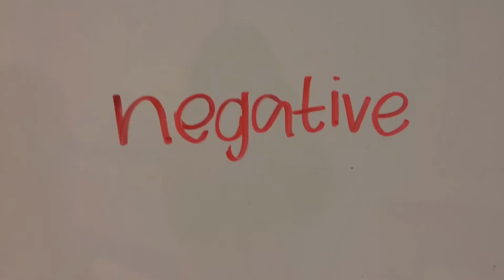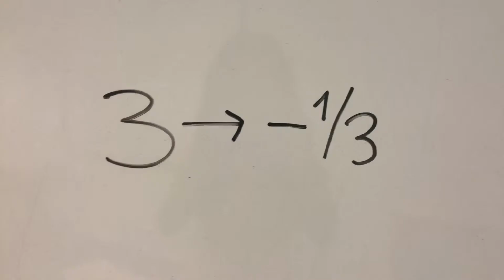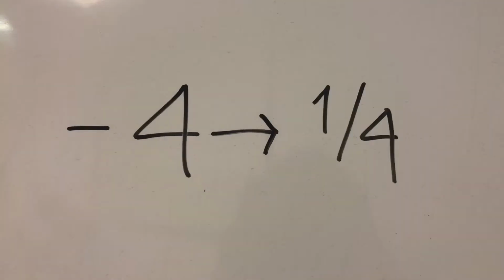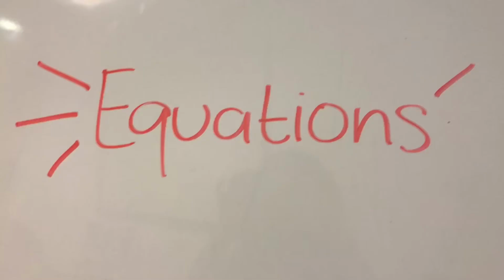Their slopes are negative reciprocals. For example, a positive 3 will turn into a negative fraction, and a negative 4 will turn into a positive fraction. They can be written in this form.